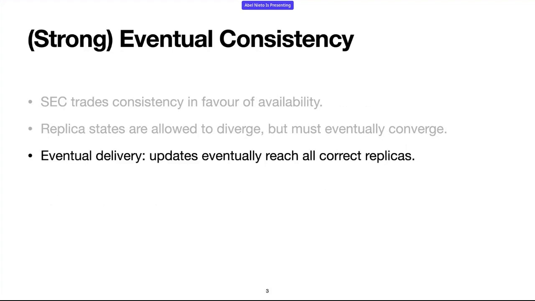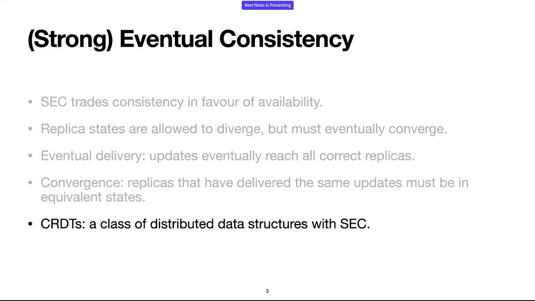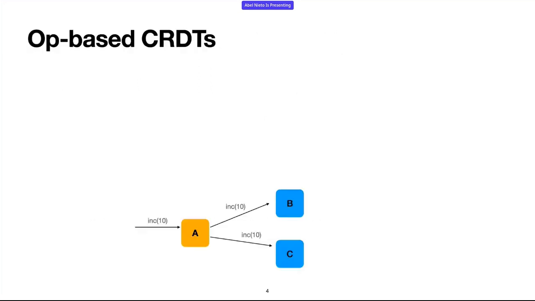And so that can be broken up into 2 parts. There's a liveness component to that property, where you say, well, updates have to eventually reach all correct replicas. And then there's a safety component, which is that if you have 2 replicas that have received the same set of updates or events, then they have to be in the same state or equivalent states. And so this safety property is what we care about in our work. So it's called convergence, as well as functional correctness, as we will see later on. And so these CRDTs are a class of distributed data structures that have this strong eventual consistency property.